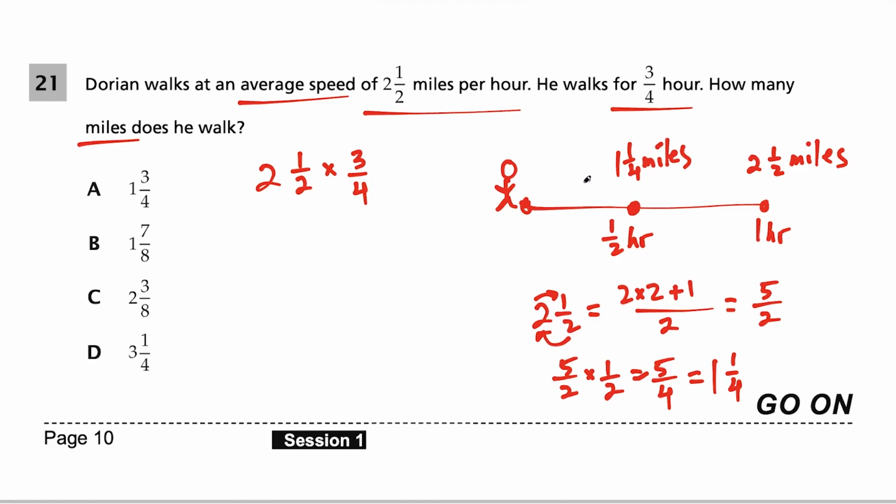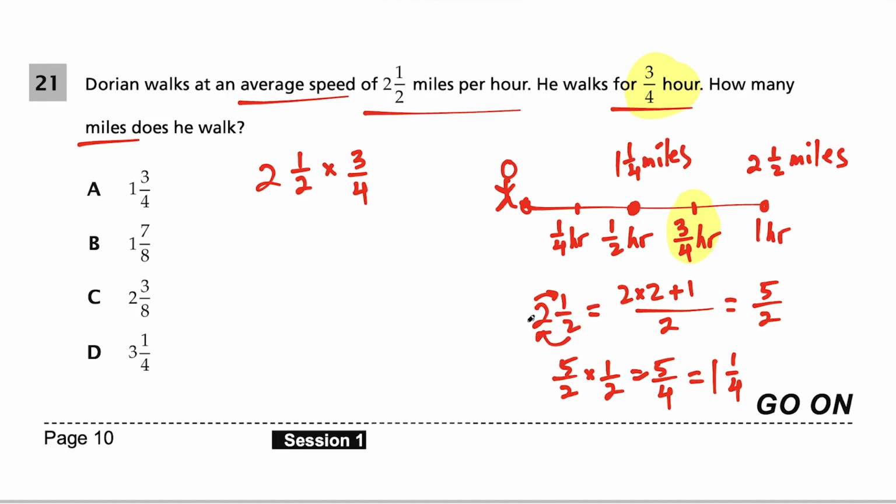So if Dorian is walking for 3/4 of an hour, do you see that 3/4 of an hour would be at this location over here? Okay, if we break this up into fourths, this would be 1/4 of an hour. 2/4 of an hour equals a half, and this would be 3/4 of an hour right here. So we're really looking for how much distance does Dorian cover in this time, but that we could find by just multiplying the total by 3/4. So that's why we're multiplying by 3/4.